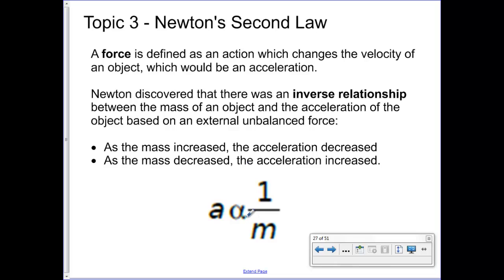Thank you. I don't know that I've shown those of you in grade 12 this symbol yet. This symbol means proportional to. That little alpha. Proportional to. So essentially what this means is the acceleration is proportional to 1 divided by the mass. Which is an inverse, or sometimes we use the word reciprocal.